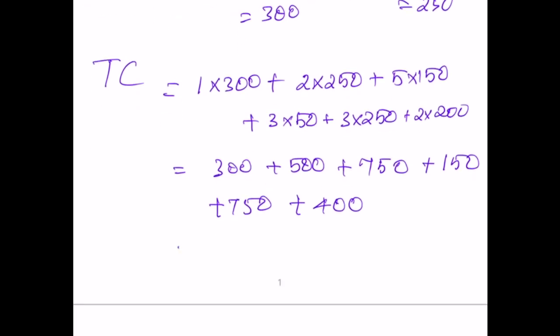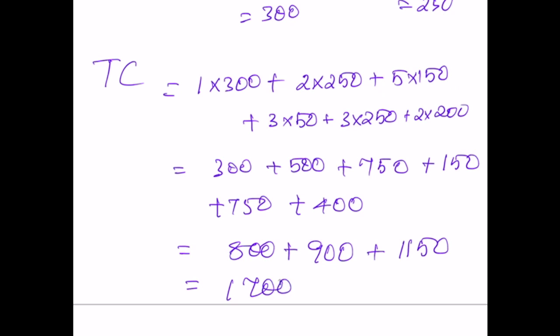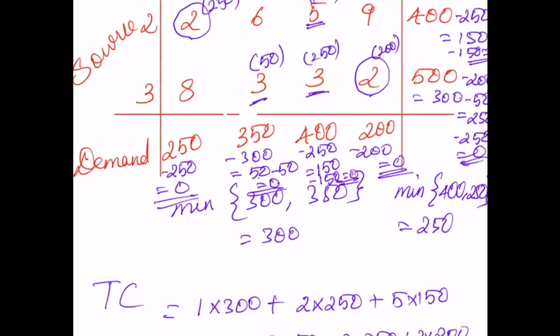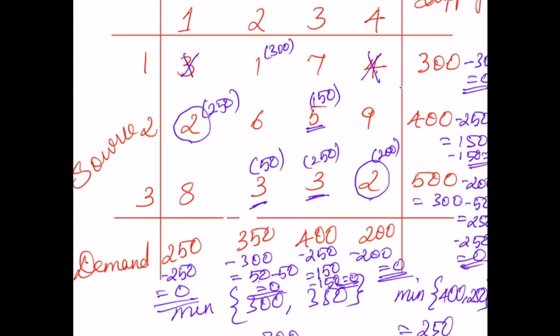So this is equal to 800 plus 900 plus 1150, which is equal to 1700 plus 1150, which is equal to 2850. So rupees 2850 is the transportation cost of this transportation problem using the least cost cell method.